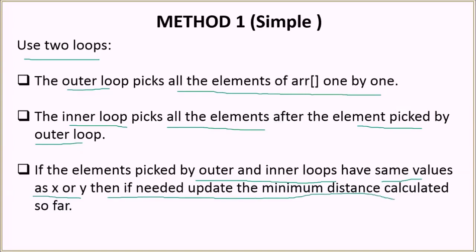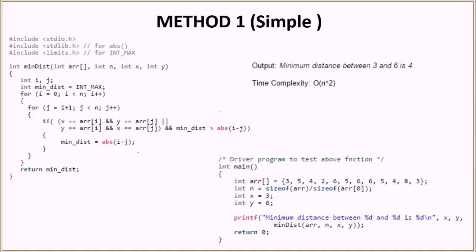So the values picked by the outer and inner loop should be x or y. Either the value picked by the outer loop should be x and the value picked by the inner loop should be y, or it should be the other way around. Only then do we check if the minimum distance is greater than the distance between these two elements. In that case we'll update the minimum distance. Let's see it in the code.